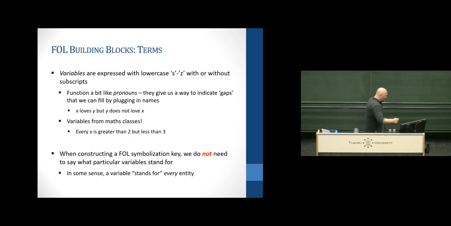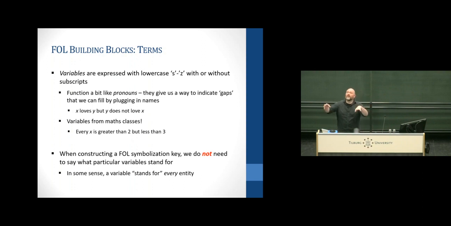So, variables, we write them as lowercase letters, S through Z. Could be with the subscripts. Now, these ones don't function like names. That is, they don't just pick out objects. Instead, they function a little bit more like, almost like pronouns. Or even better, they're ways for us to label gaps. They give us a way to indicate gaps we can fill in by potentially plugging in names or objects. So I can say something like, hey, X loves Y even though Y doesn't love X.